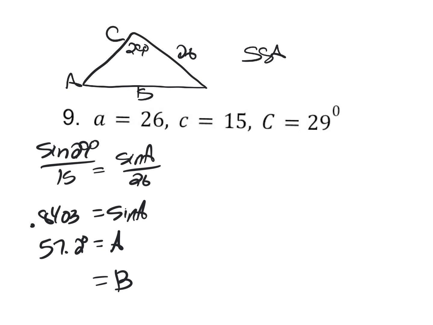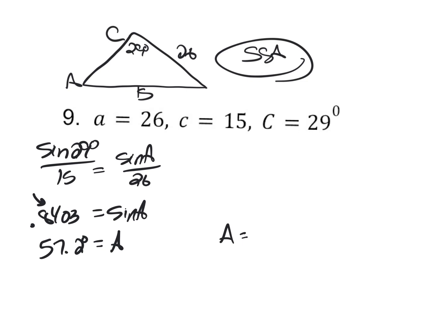But before we do that, we need to figure out if there's going to be two triangles or just one triangle. Anytime it's side angle, remember, it could be no triangles, one triangle, or two. So what I'm going to do is, because inverse sine is positive in quadrant 1 and quadrant 2, I'm going to find the quadrant 2 value of this and see if there's another one.